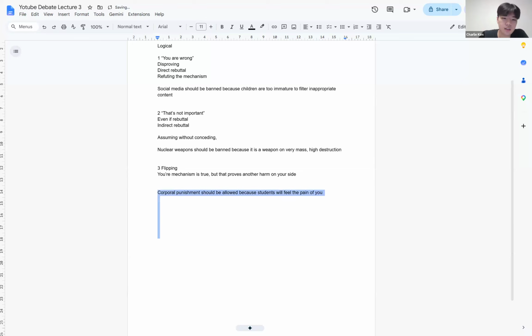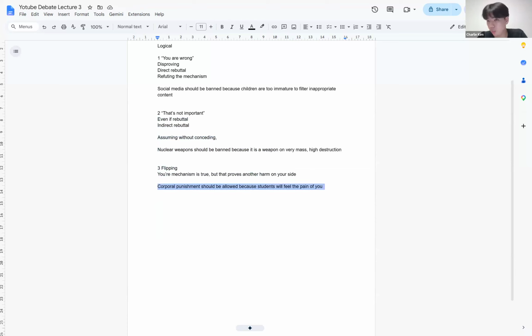Now, here you can say, well, this is kind of an even if rebuttal, but we're trying to learn this part right now. So here you can say, hey, I agree with your mechanism that students will feel the pain. That part is true. But the impact that you access is not the impact that you claim. Students do not feel disciplined, but the actual impact that you get is they are hurt a lot, and therefore they feel a lot of pain.